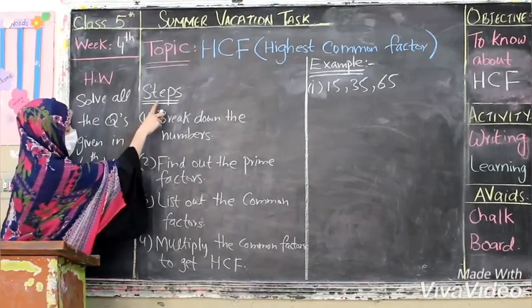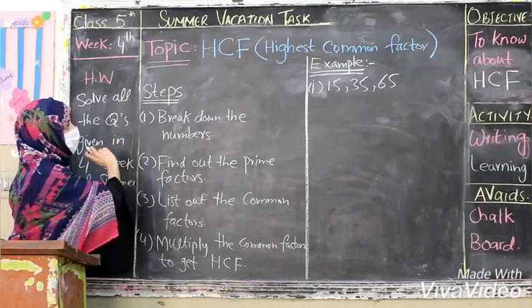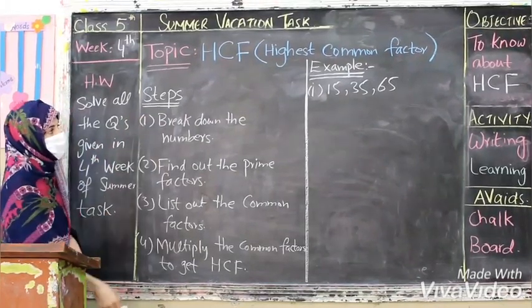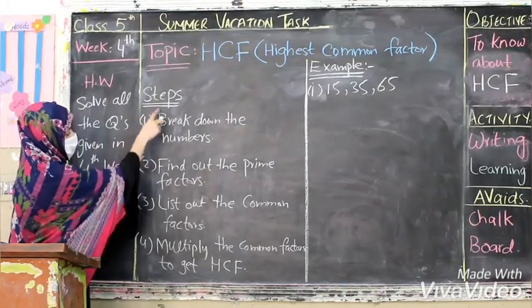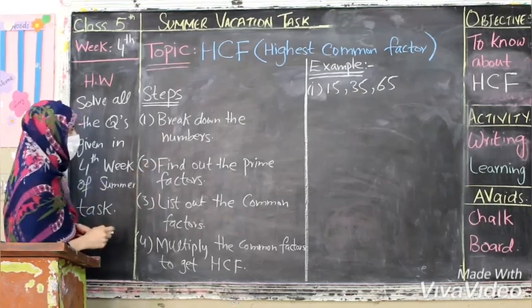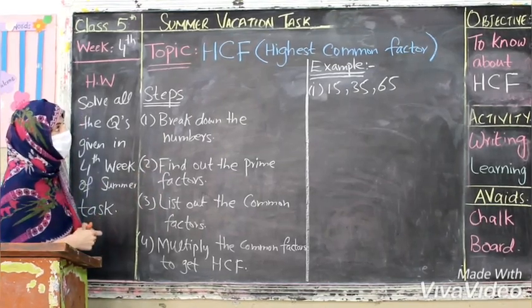Now here some steps are written on the board. You can see the steps. So how will you find the HCF of any number? You have to follow these steps. These are the 4 steps. You have to follow these 4 steps for finding HCF.